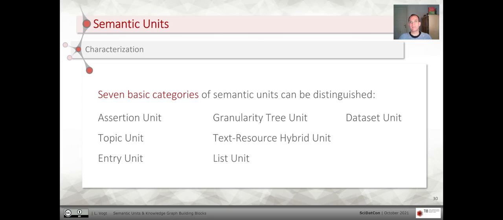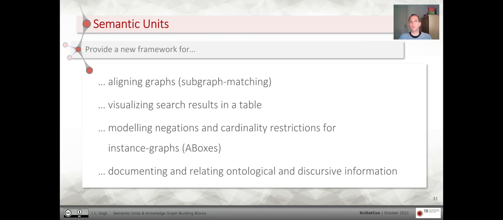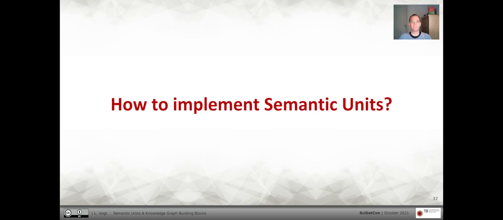I distinguish 7 different basic categories of semantic units, each with its own set of subclasses, but I cannot go into detail here. Semantic units provide a new framework for aligning graphs, subgraph matching, for visualizing search results in a table, for modeling negations and cardinality restrictions for instance graphs, so on the A-box level, and for documenting and relating ontological and discursive information. Now, how could we implement semantic units?